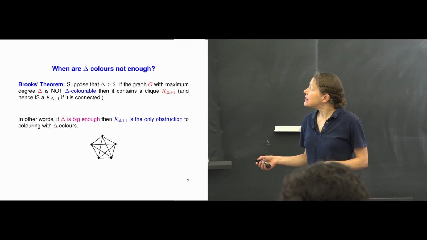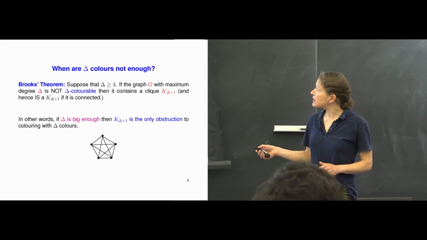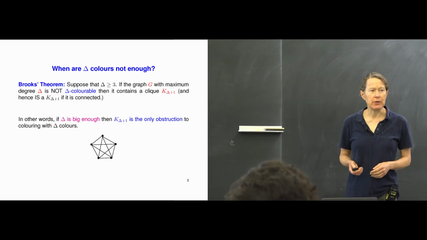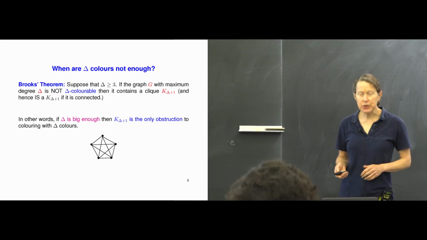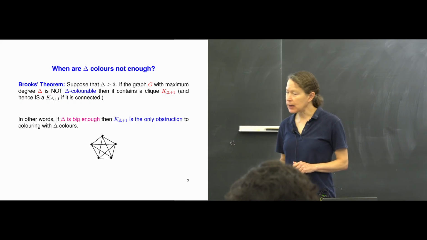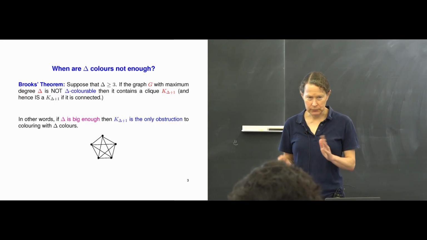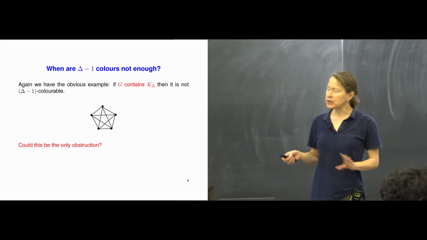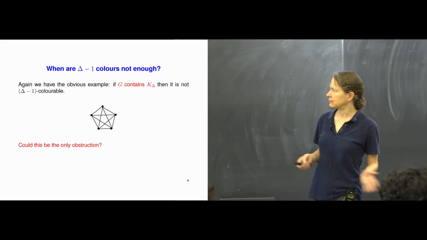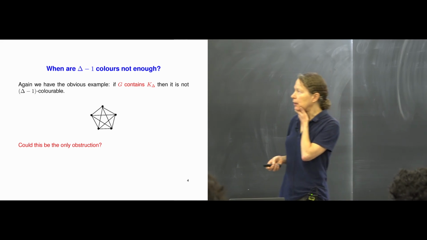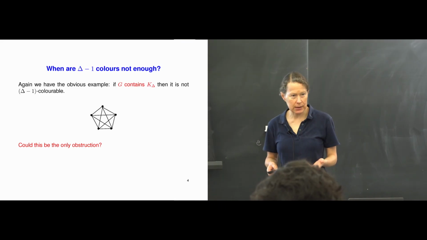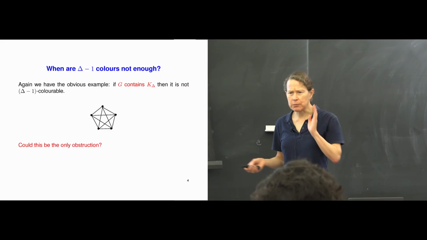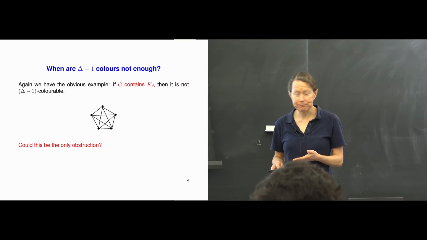Okay, so to just say it another way, if delta is big enough, where big enough means at least 3, then the clique with delta plus 1 vertices is the only obstruction to coloring with delta colors. Great. Okay, so we learned that, all very nice material. And then what we do in the class is we move on to something else, right? But then maybe there's that student in the math class who asks, wait, what if delta minus 1 colors are not enough? Natural question. So we think, well, obviously, again, if G contains a K_delta, then it's not delta minus 1 colorable. That's obvious. So could it also be the case that this is the only obstruction?